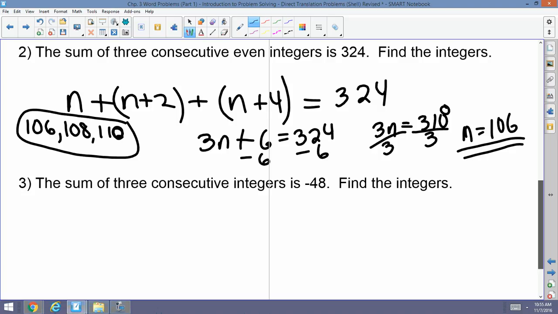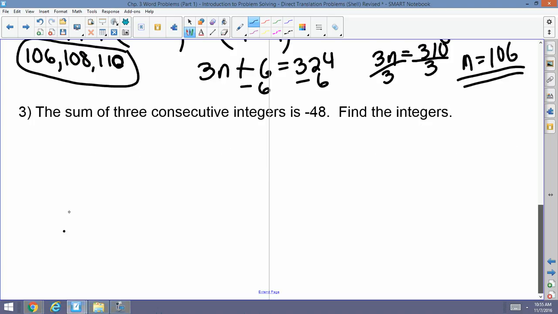Thank you. The sum of three consecutive integers is negative 48. Find the integers. Okay, so I got the sum of three consecutive integers. So what's my first integer? N.